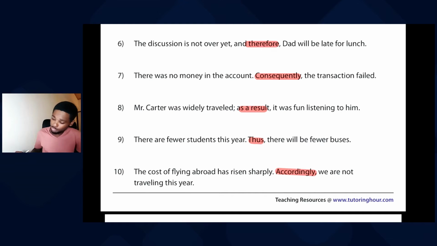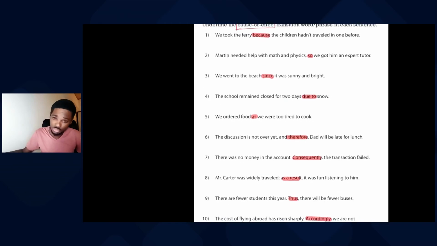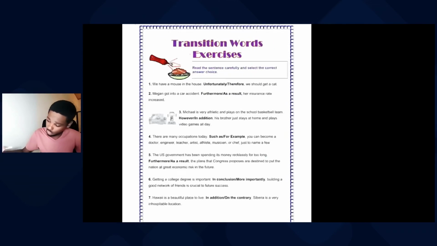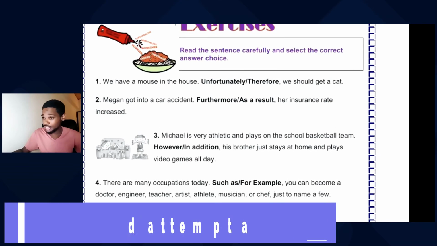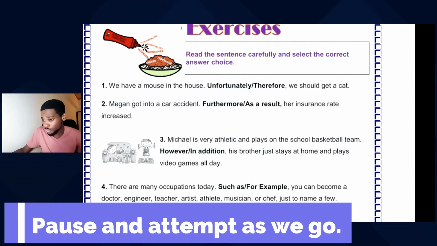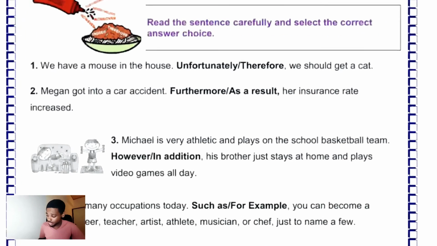All right, there we go. Perfect answers. Based on the chat, this was super easy. You guys were quick and accurate. All right, we have some more. This time, we're going to choose the correct transitional word or phrase. We're going to be making sure that we are finding the better option here.